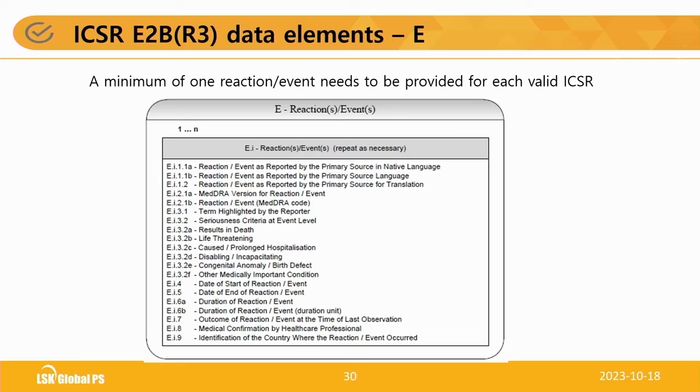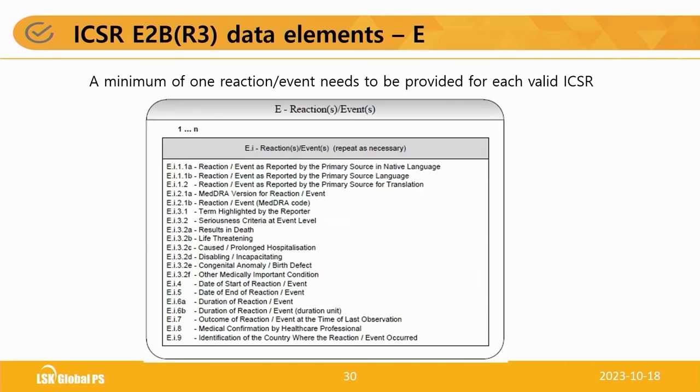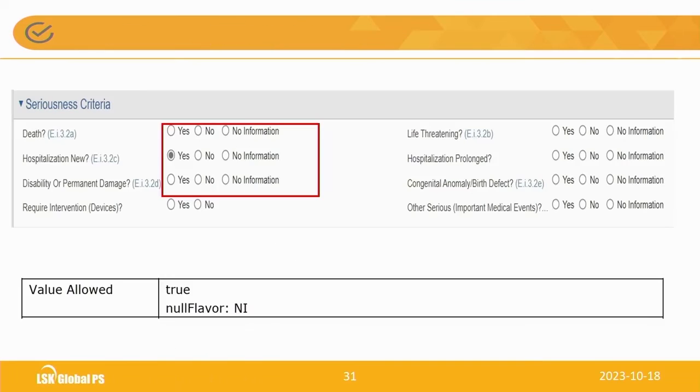And then data elements E, we have one reaction or one event. A minimum of one reaction or event has to be provided for each valid ICSR. And so death, life-threatening, a cause for hospitalization, there's the information that you can see.